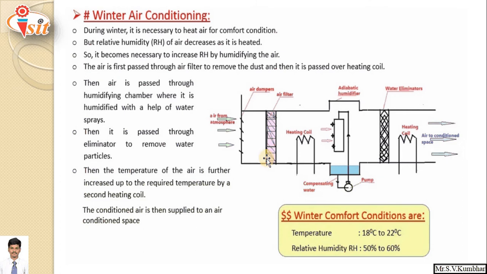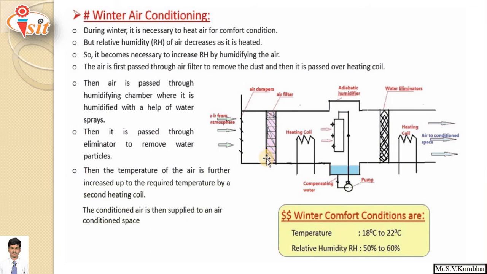So in the previous video lecture we have studied air conditioning and how air conditioning works. In this video lecture we will start the different types of air conditioning system. In the earlier video lecture, we studied the classification of air conditioning systems, but here we will learn in brief. So the first type is winter air conditioning.